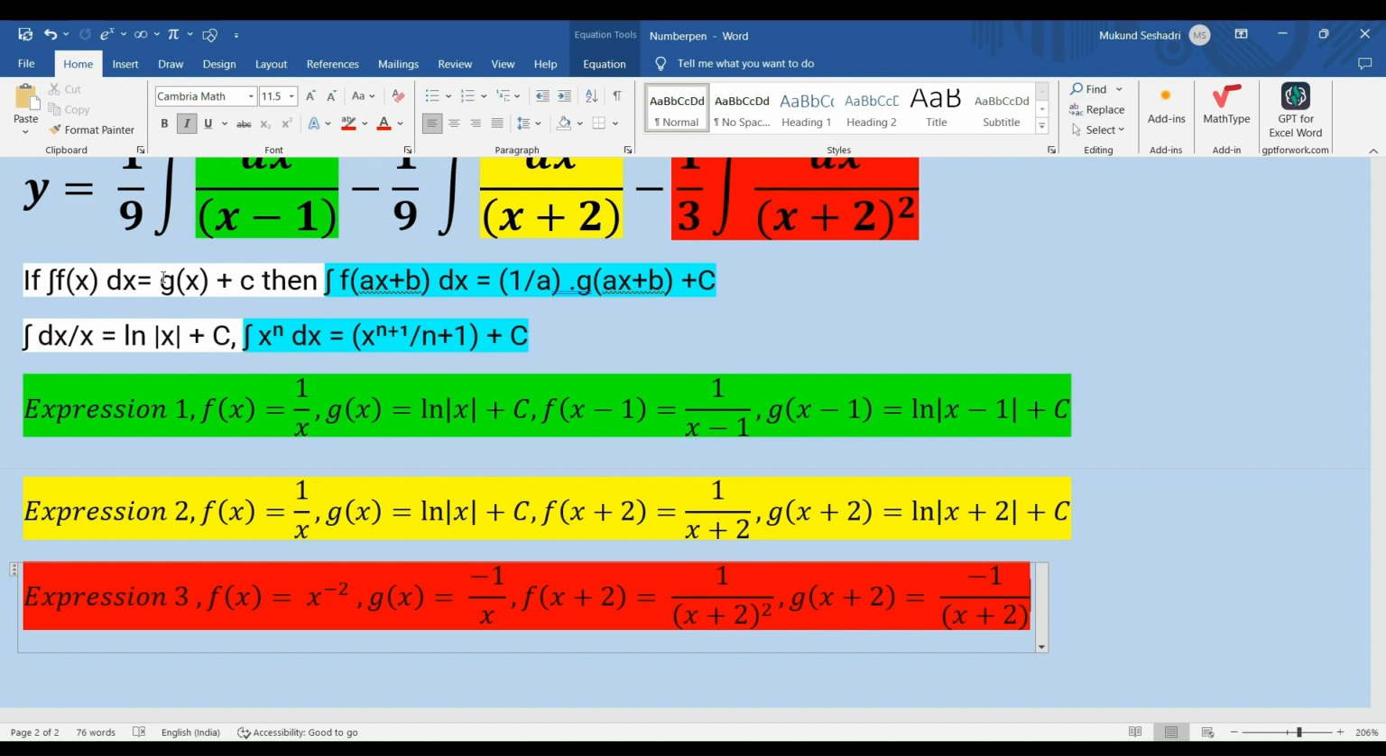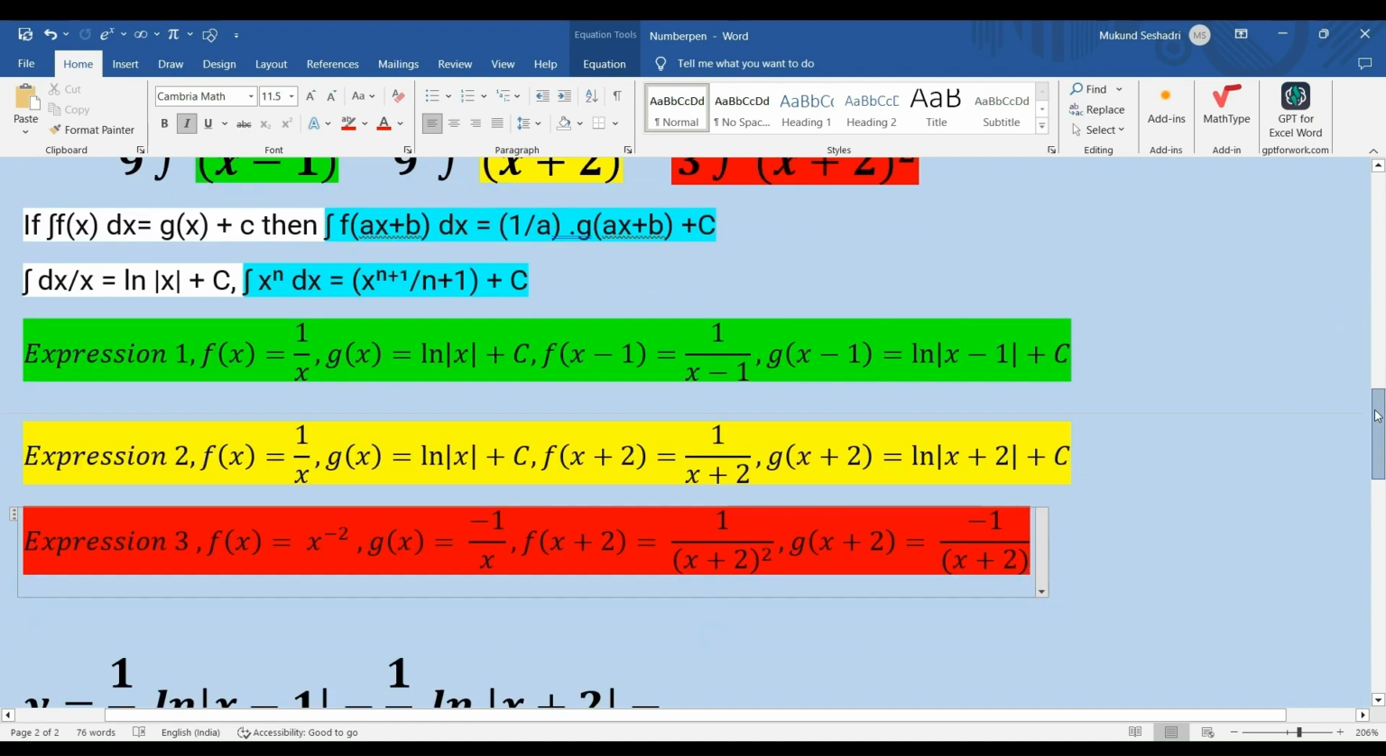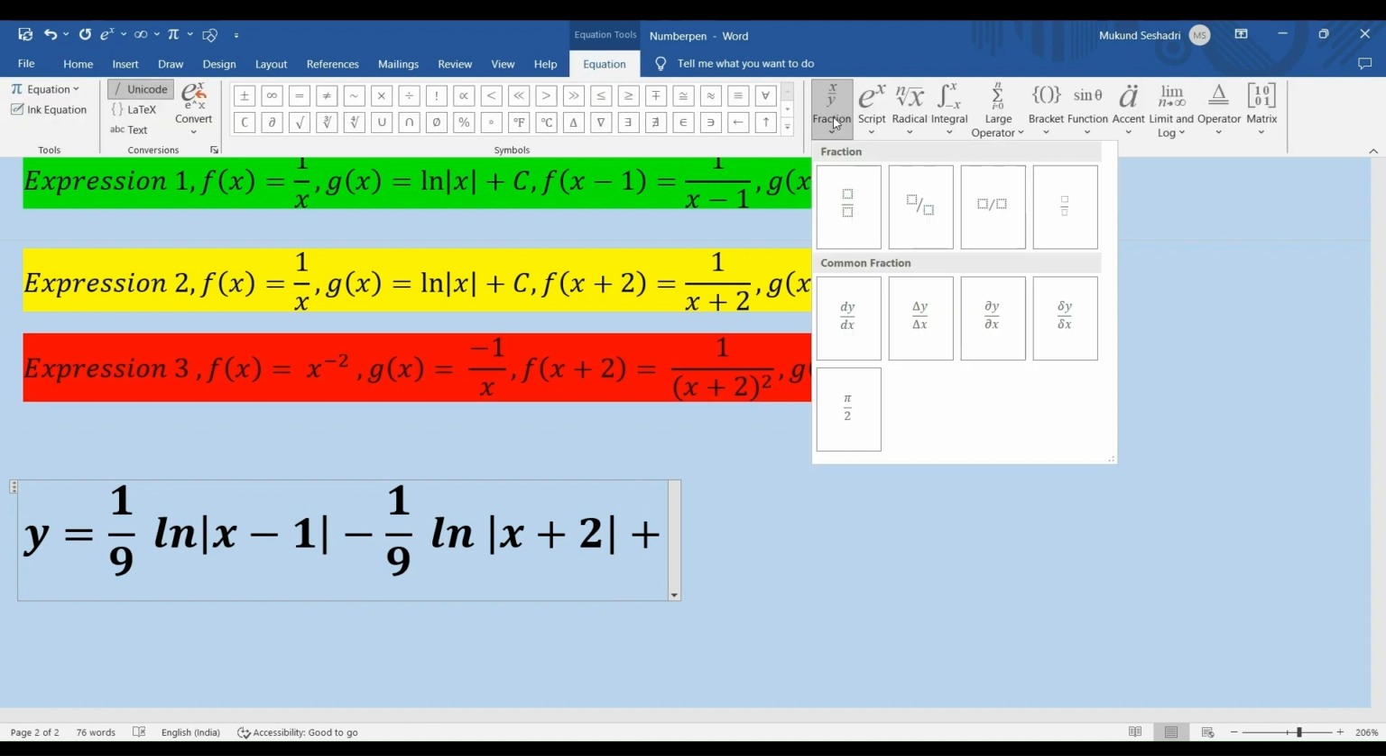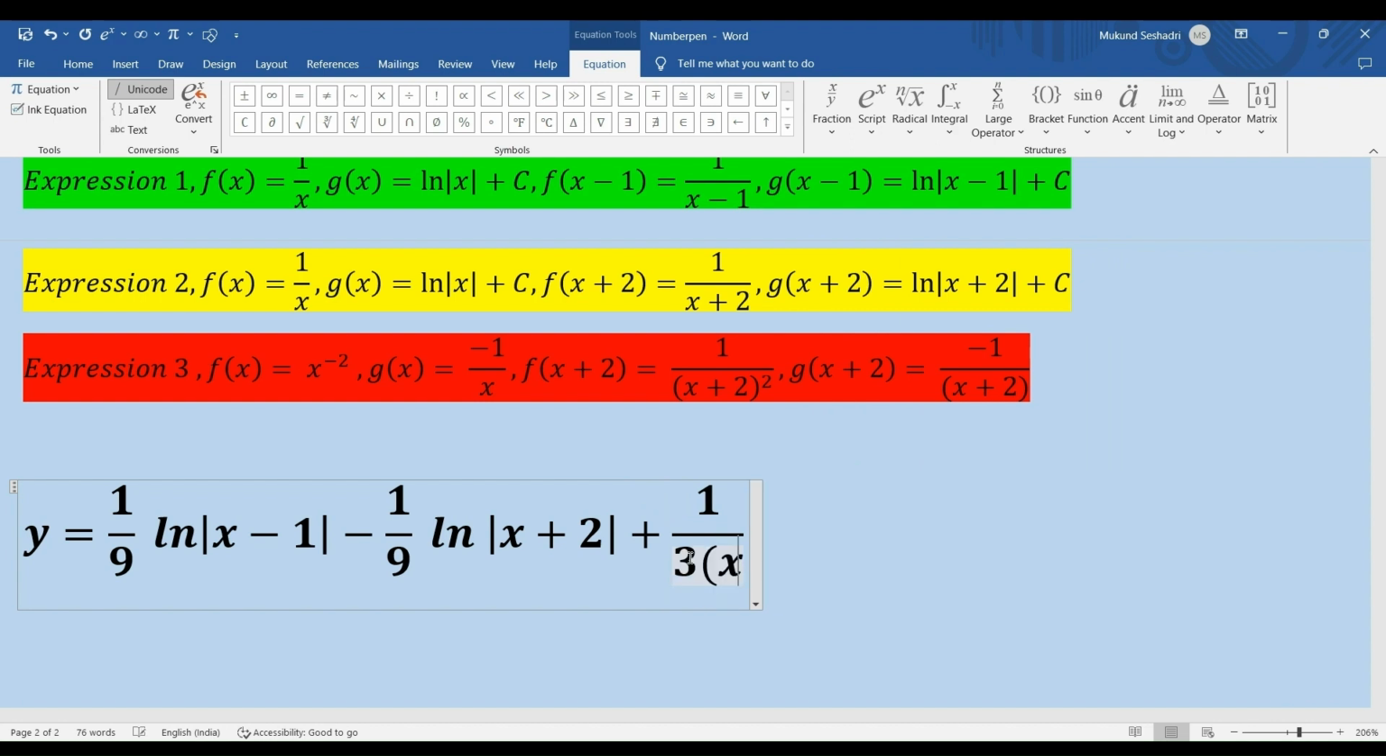So in this case, again, like what our expression 1 and 2 were, we have a equals 1, right? So I don't have to worry about my a. My g of ax plus b is nothing but g of x plus 2, which is a minus 1 divided by x plus 2. So I have a minus 1 by 3 already there, right? Which becomes a plus 1 by 3 times 1 by x plus 2. Remember, folks, I have a constant in each of these expressions. So I'm going to combine all the three constants and write them as one single constant, right? So there we are. That's the answer for the particular problem.